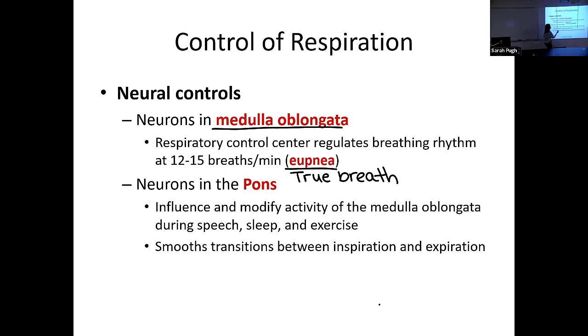Also, your pons, which is also within the brainstem, helps to influence and modify your breathing rate during speech, sleep, and exercise. The pons also helps to smooth the transitions between inhales and exhales.